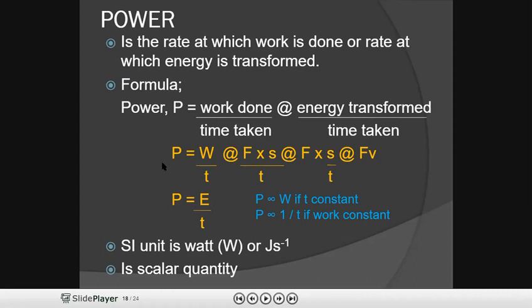We have studied about work done, and work done is actually when a force displaces an object through some distance, and power is actually in how much time we are doing the work. It can be calculated by the work done with respect to time or the energy transformed with respect to time. एनर्जी ट्रांसफर्ड भी आप कह सकते हैं, एनर्जी ट्रांसफॉर्म भी कह सकते हैं.